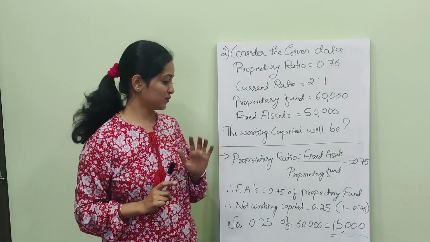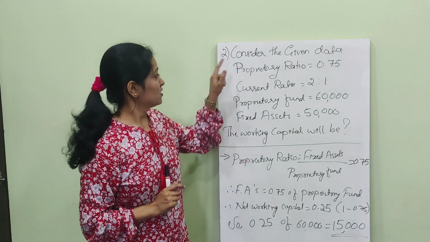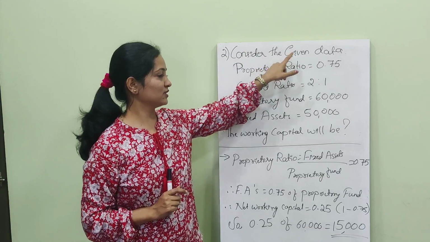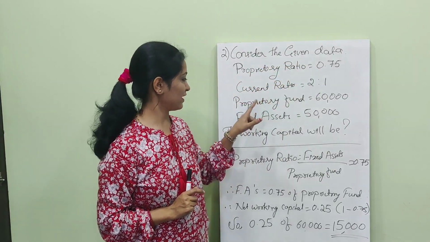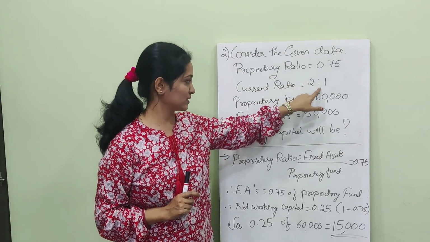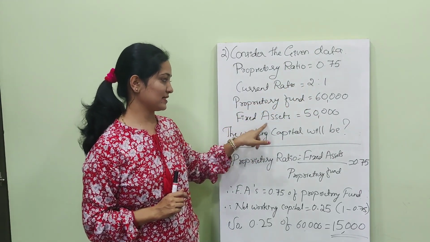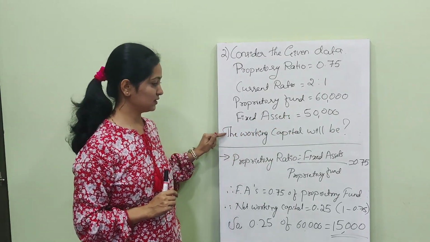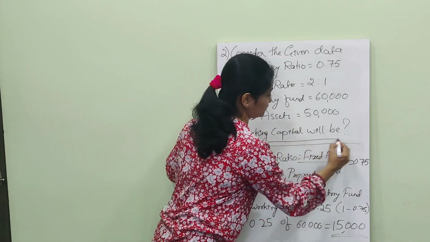The next important problem is on calculating working capital. So the question is, consider the given data. Proprietary ratio is equal to 0.75, current ratio is equal to 2:1, proprietary fund is equal to 60,000, fixed asset is equal to 50,000. We need to calculate the working capital.